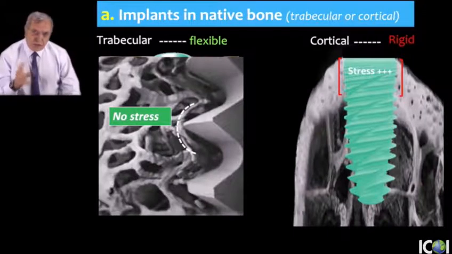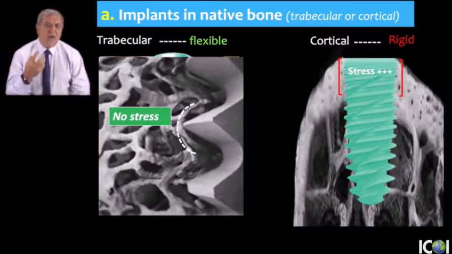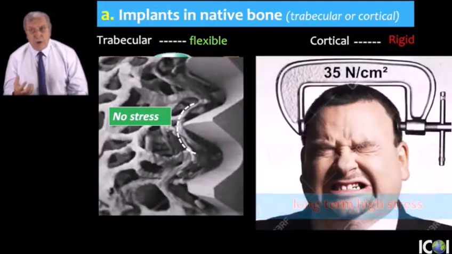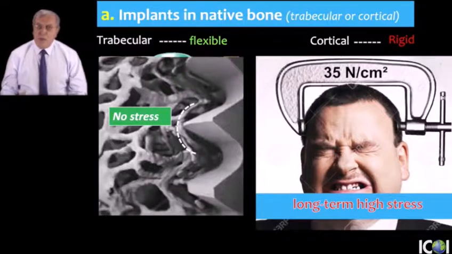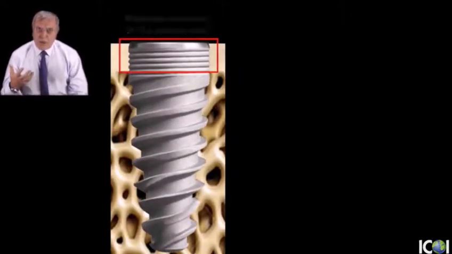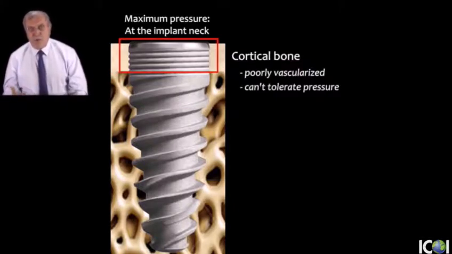I would like to show you just a picture to understand a pressure on a bone of 35 Newton. Imagine a clamp on your head with 35 Newton. You will not support more than 5 seconds because it's very painful. And now you can understand that it depends where we apply this pressure. When we put an implant, the issue is the cortical bone at the implant neck. This bone is poorly vascularized. This bone cannot tolerate the pressure.